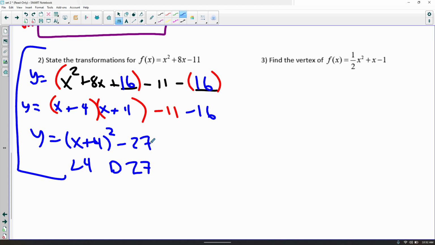All right, looking at the next one. Not as pretty. You find the vertex. There's actually a couple ways you find the vertex. But in this case here, if I'm completing a square, I'm putting 1/2 x squared plus x plus blank minus 1 minus blank. We have to remove the 1/2 has to come off of this x squared.